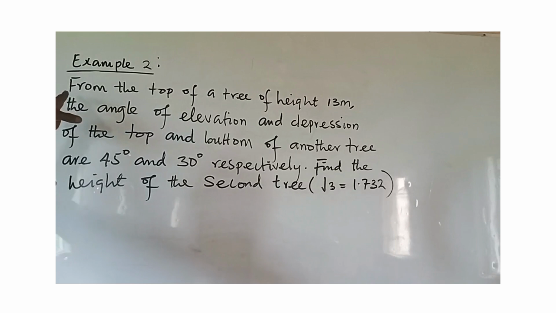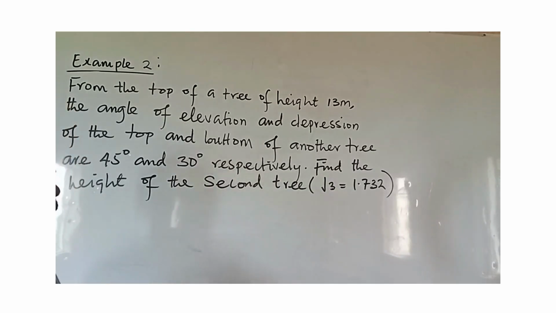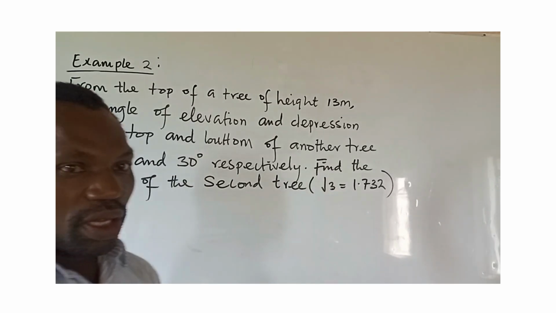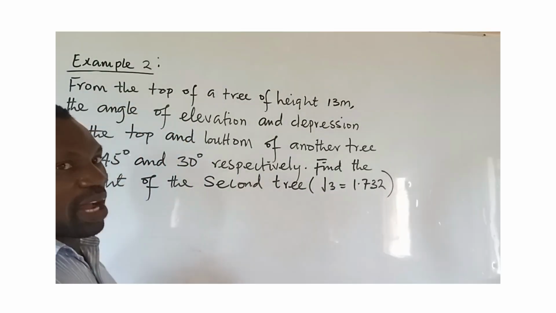Let's take a general example that concerns elevation and depression. Example 2. From the top of a tree of height 13 meters, the angle of elevation and depression of the top and the bottom of another tree are 45 and 30 degrees respectively. Find the height of the second tree. We represent this problem diagrammatically.